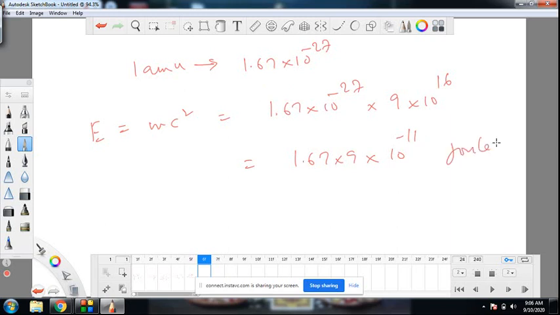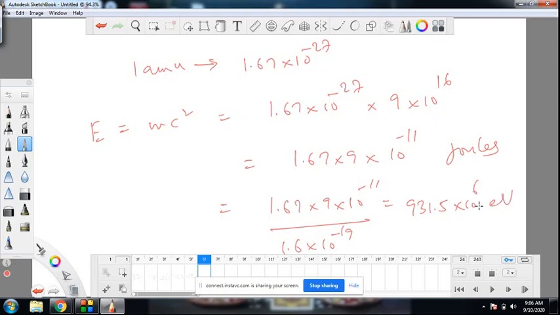We got it in joules. But it is convenient to express it in electron volt. Not only electron volt, million electron volt. First let's convert to electron volt. 1.67 into 9 into 10 power minus 11. To convert into electron volts, divide by 1.6 into 10 power minus 19. So this will become 931.5 into 10 power 6 electron volt. Because this 19, when it goes up, it will become 10 power 8. You write it as 10 power 6, and the remaining, if you calculate, you will get. So 931.5 million electron volt.